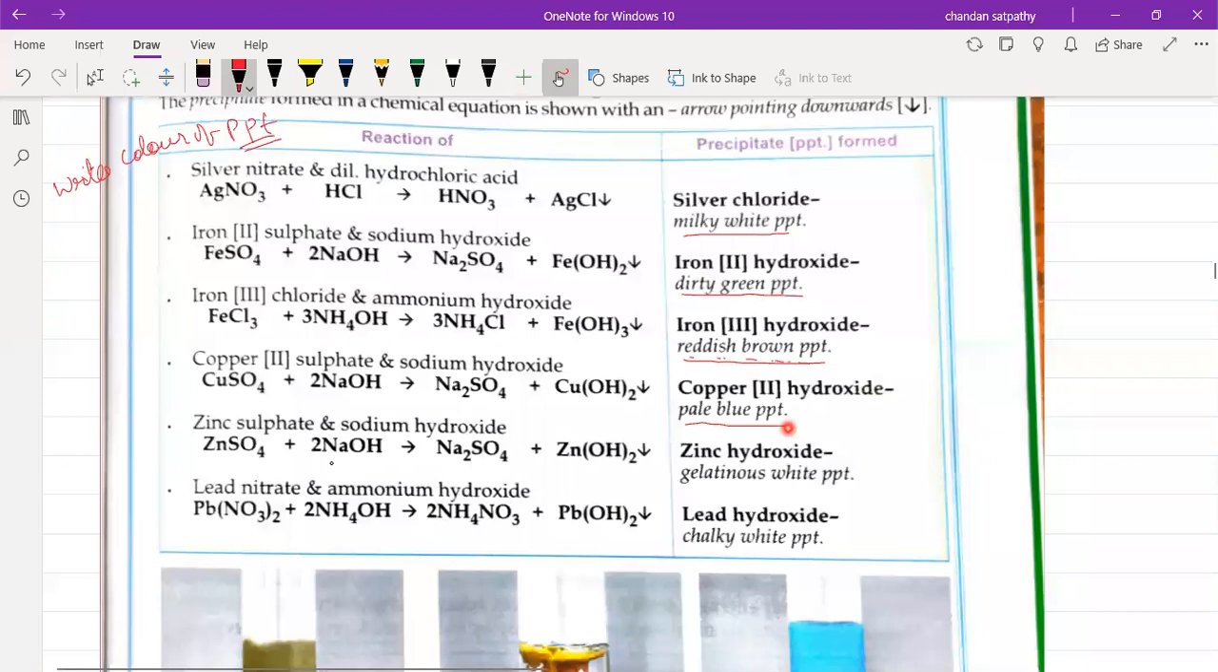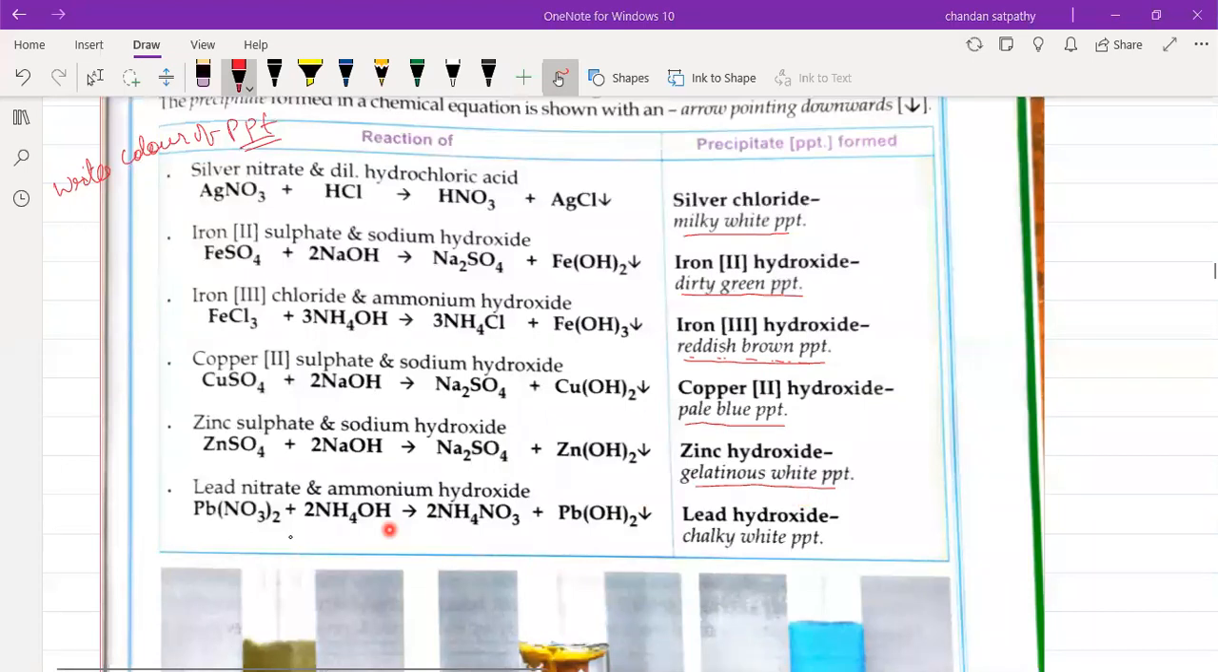Then when zinc sulfate reacts with sodium hydroxide, it forms sodium sulfate and zinc hydroxide. So you remember that zinc hydroxide is gelatinous white precipitate. Okay, zinc hydroxide is gelatinous white precipitate. Yes, PPT means precipitate. So here it is written zinc hydroxide. Remember that gelatinous white. You cannot write only white. You have to mention it exactly.